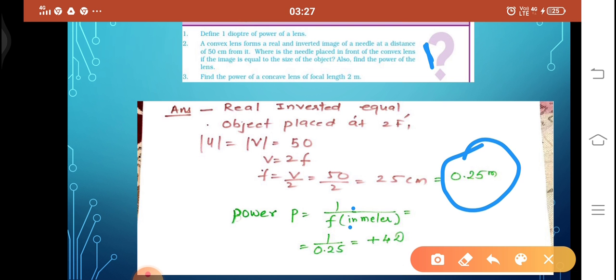Then again one more question is here. Find the power of a concave lens of focal length 2 meter. Now if the focal length is 2 meter, can you solve this question? Power equal to 1 by f, f in meter. Here it is already given in meter. If it is not given in meter, if it is given in centimeter, you can convert it into meter.